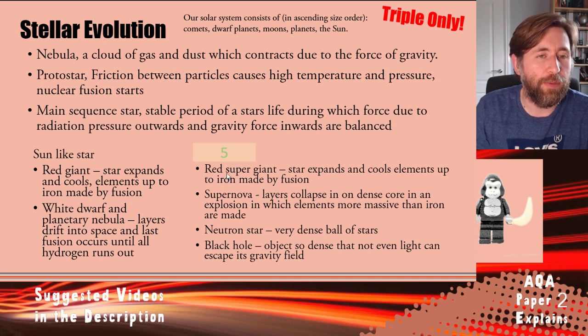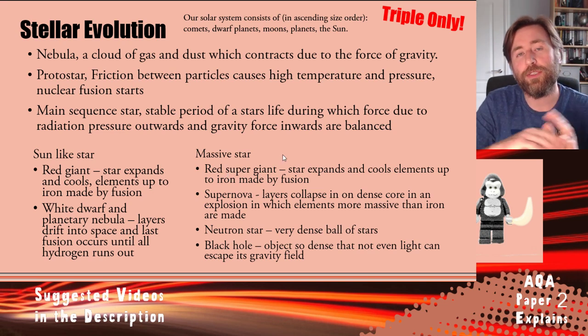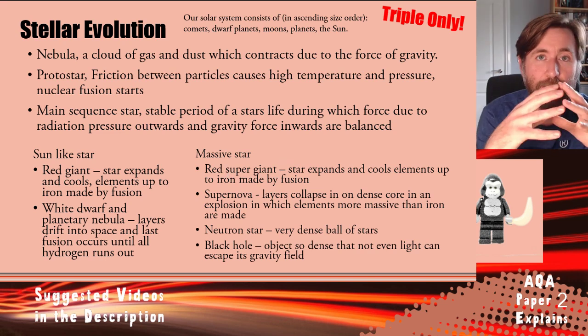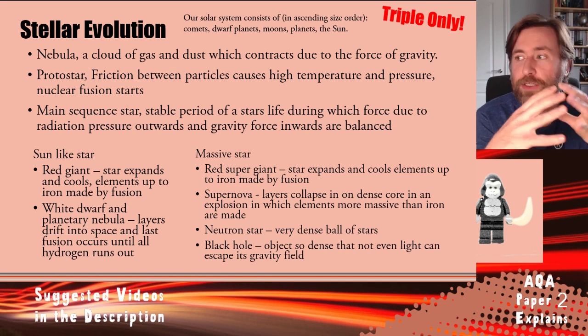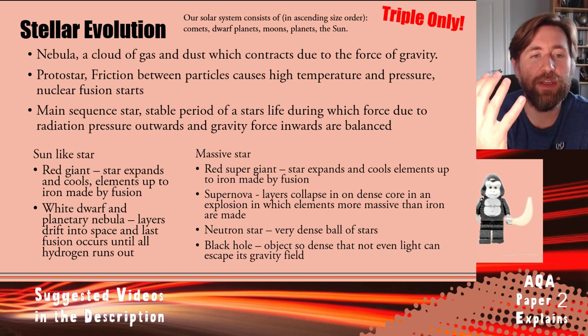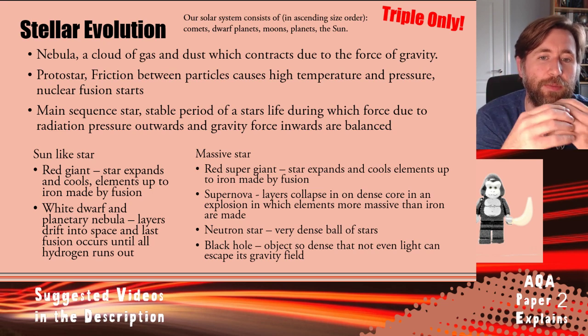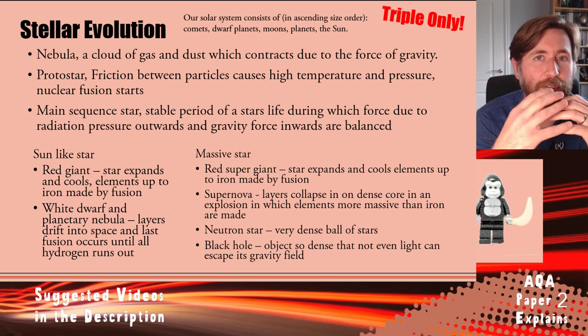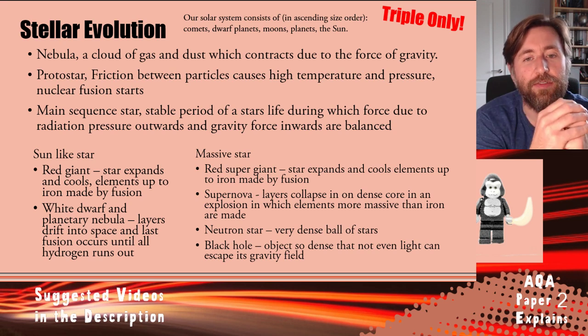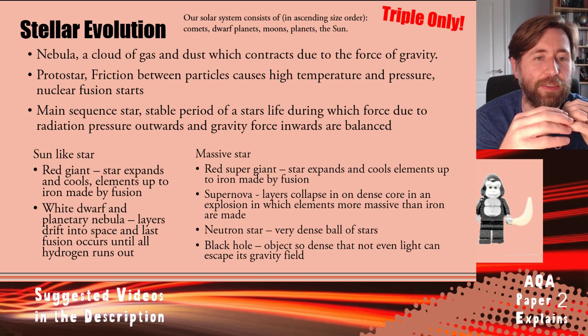Okay, moving on for number five, that is a massive star now. So when you've got a star with much, much more mass than our star, the sun, then you get a red supergiant, so something much, much, much larger. It's expanding and cooling as the hydrogen runs out. Again, it's making heavier elements, but it's got enough mass to collapse in on itself on the dense core and produce an explosion, in which elements more massive than iron are made. So there's extra energy available during that massive explosion, that supernova, where heavy elements are made.